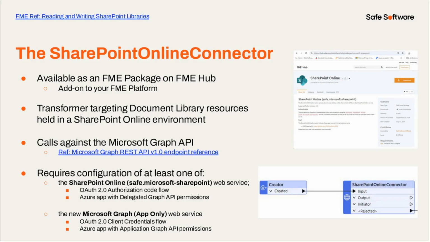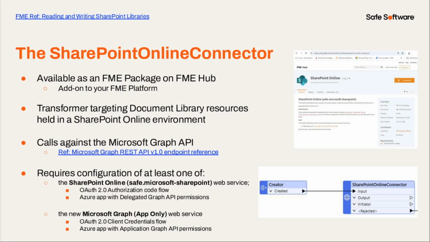Or you can just quick add it to your FME Workbench canvas, and that will prompt an install of the package as well. This connector comes as a transformer, not a reader or a writer, and it targets SharePoint document library resources that are held in a SharePoint Online environment, where a document library is more like a container for storing your files or folders. So this is where you'll actually see standalone files being stored, is in a document library.